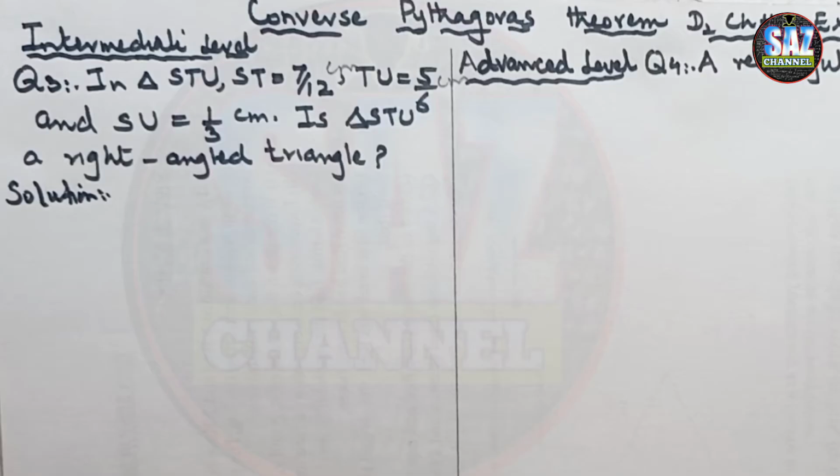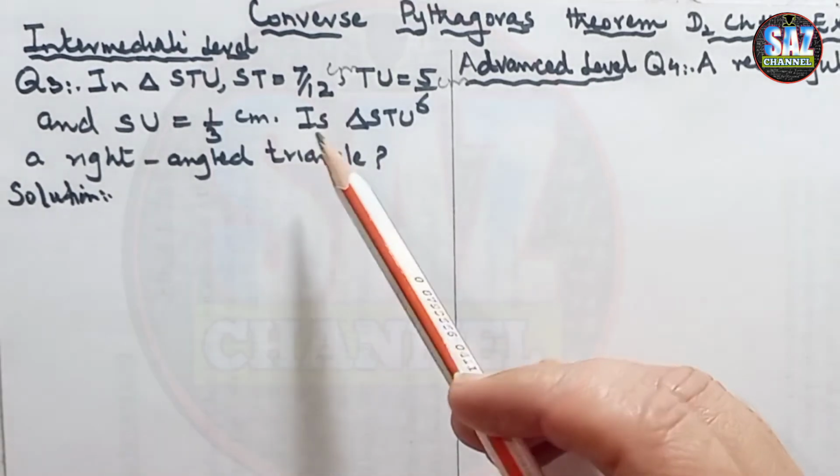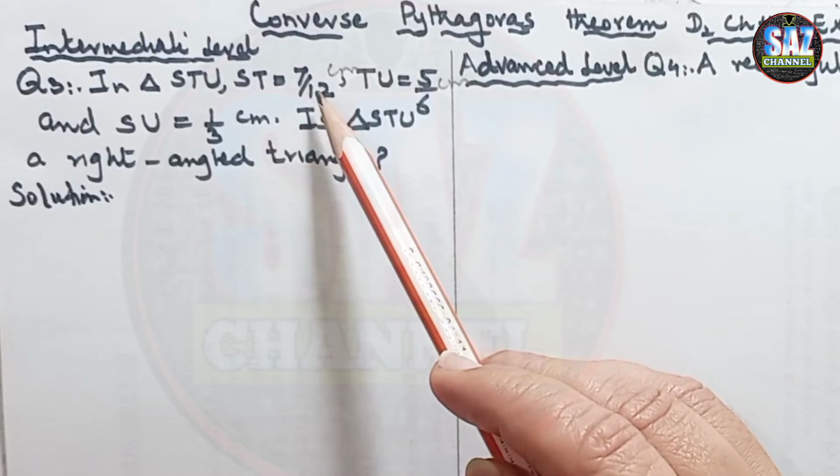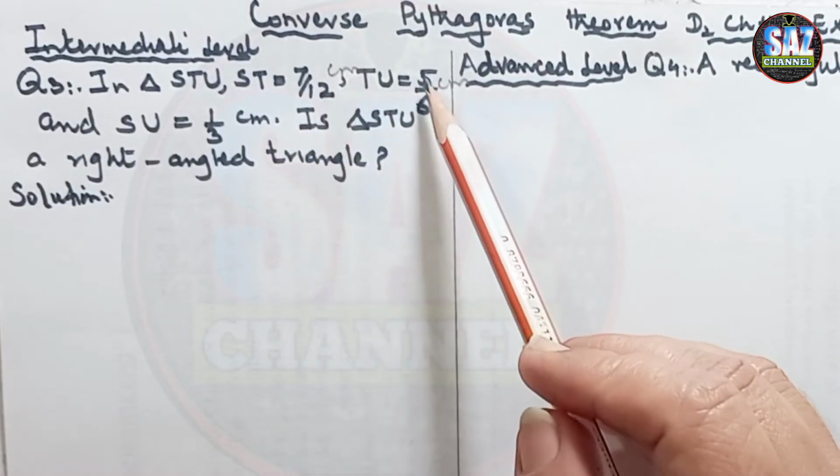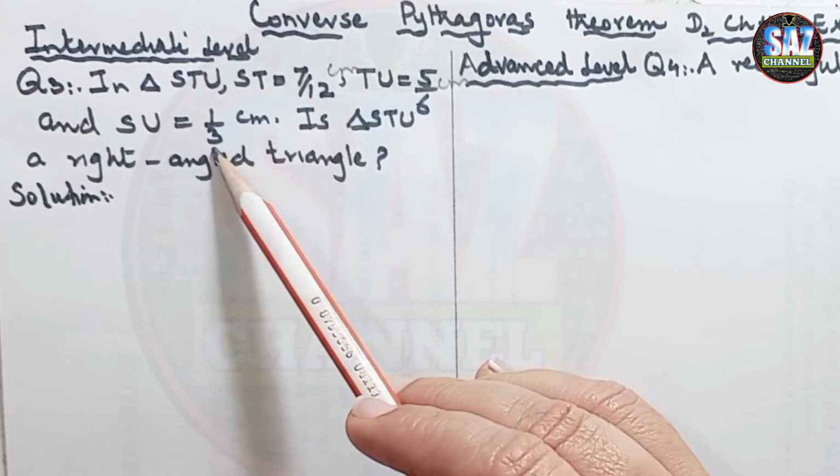Okay, here in this question, we have to decide whether the given lengths are the lengths of a right angle triangle or not. So recall my previous lesson in which we discussed the converse Pythagoras theorem, and how to apply it to decide whether the given lengths are the lengths of a right angle triangle or not. If we look at the given lengths, one of the lengths is 7 by 12, the other two are 5 by 6 and 1 by 3.